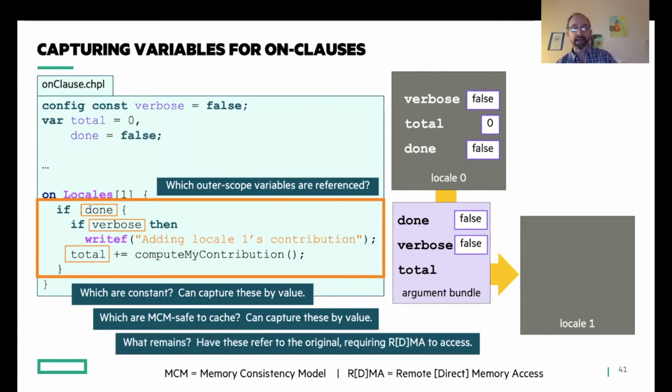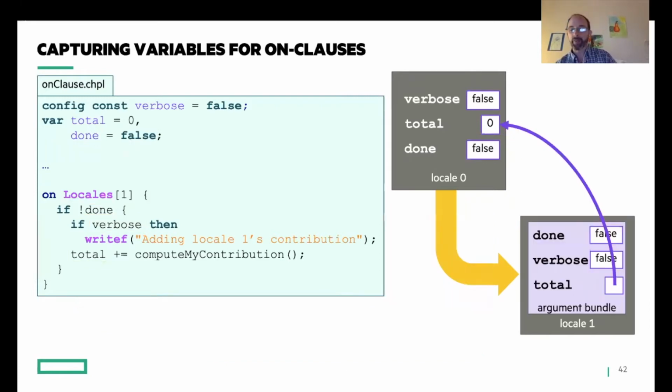And then finally, any other variables, we're essentially going to capture what we call a wide reference, a pointer back to where that variable lived on locale0. And that way the new locale can refer to the variable using RDMA to access it, basically remote puts and gets to read and write it. So having done all that, we can now pass the argument bundle off to locale1, and it can refer to done, verbose, and total in order to get back at those original variables that it needs to.